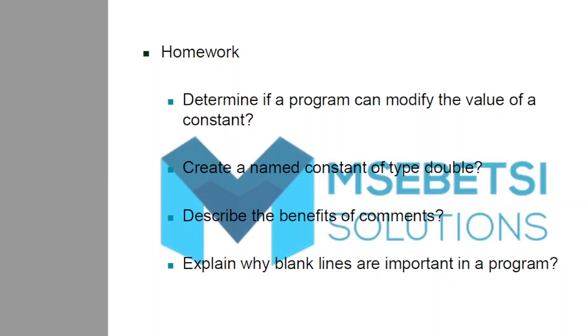So here, a bit of homework. Determine if a program can modify the value of a constant. Create a named constant of type double. Describe the benefits of comments. This screen you can just screenshot so you can do it. I'm just going to go over it because I really just want to get to the practicals so that we can start coding, show you what to install on your computer so that we can get straight to it and you can print your first software. Explain why blank lines are important in a program.